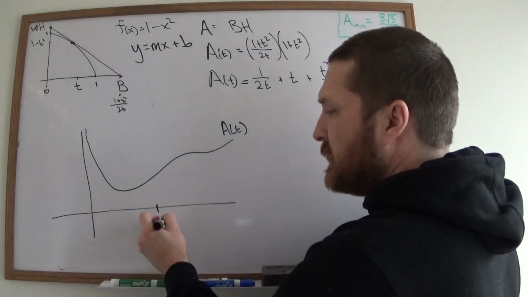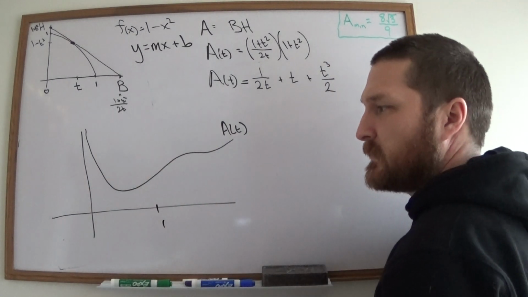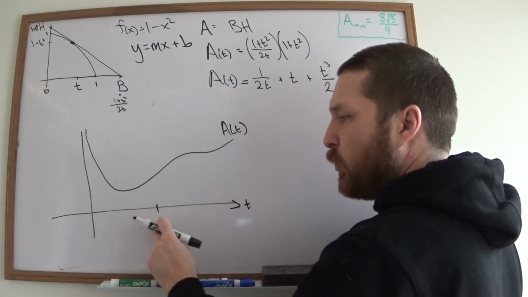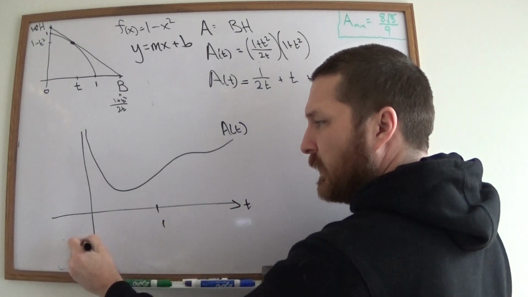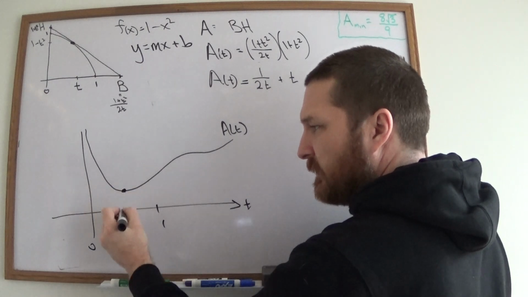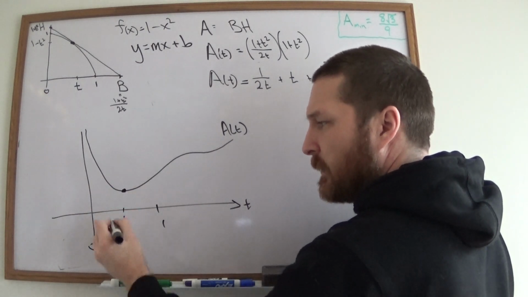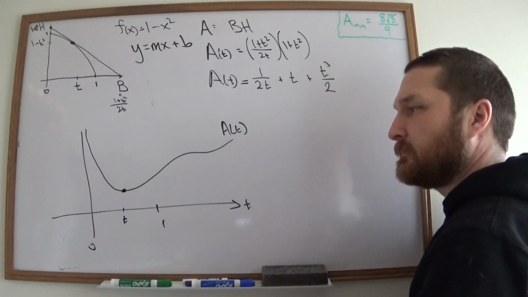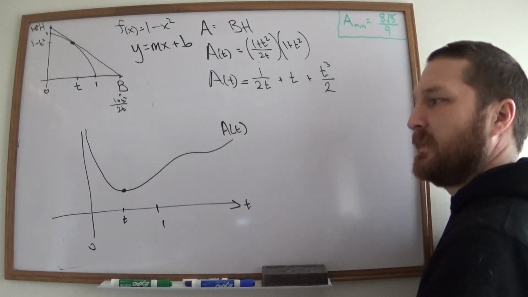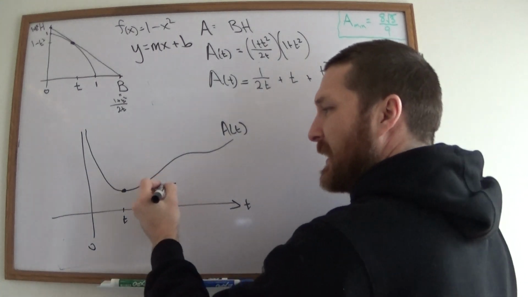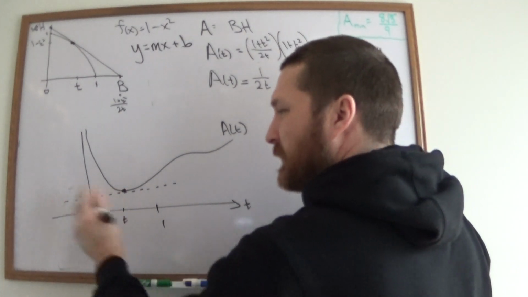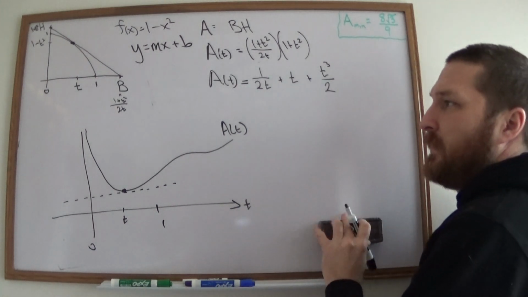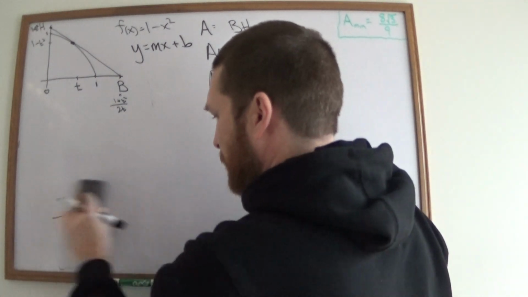So I'm going to imagine here that this thing looks something like this. That there's some value of t somewhere between 0 and 1 where this function has a minimum, and that's the t I'm looking for. How do I find that? Take the derivative, set it equal to 0, because at this place, its derivative has to be 0. Okay? So, all right, let's do that.